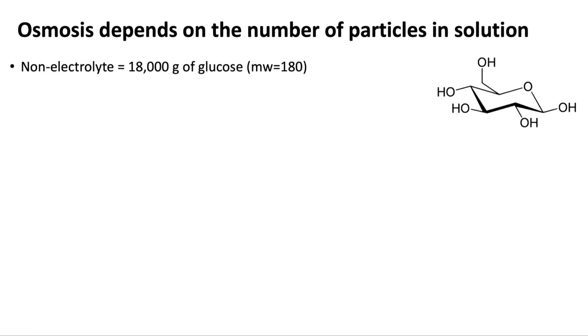Let's get started with the first easy example. This has to do with the number of particles that occur when we start with 18,000 grams, or 18 kilograms, if you will, of glucose. The molecular weight for glucose is given there at 180. And you can see the chemical structure on the right-hand side for glucose. The only reason that's important is I want you to understand that when we're talking about glucose, we're talking about something that is essentially not an electrolyte.